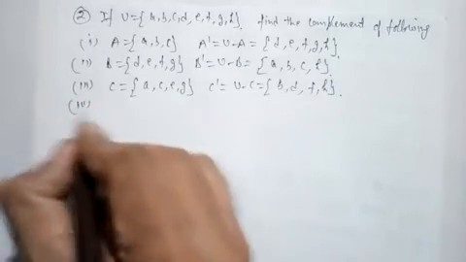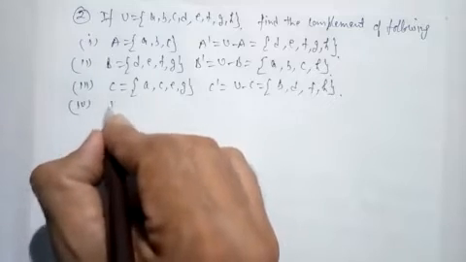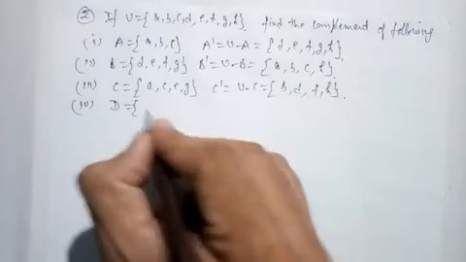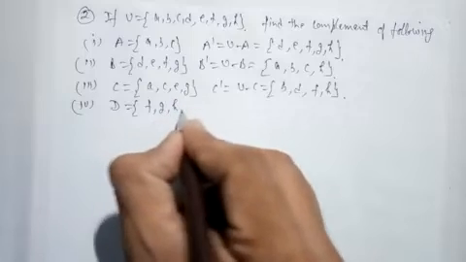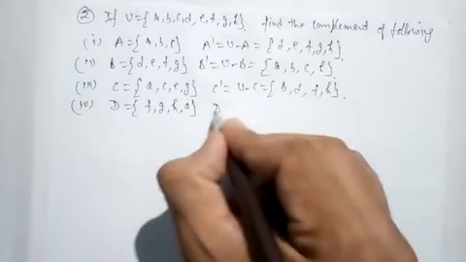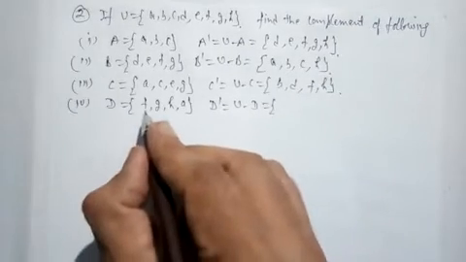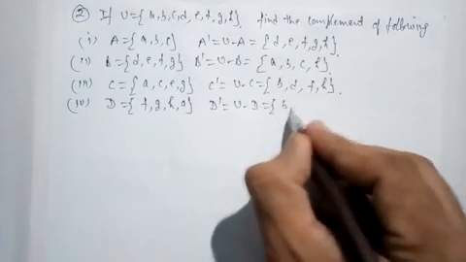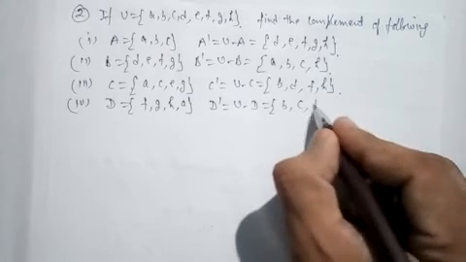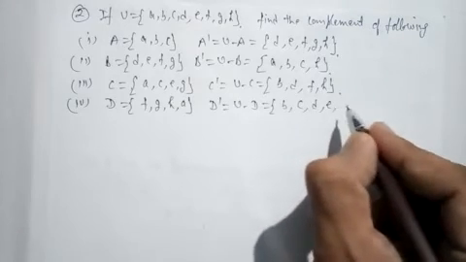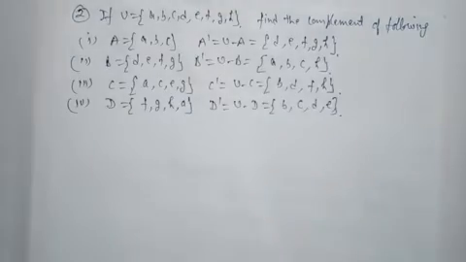Clear? Fourth is D. So D is F, G, H, A. D complement is U minus D. So leave F, G, H, A. So remaining elements are B, C, D, E. Clear?